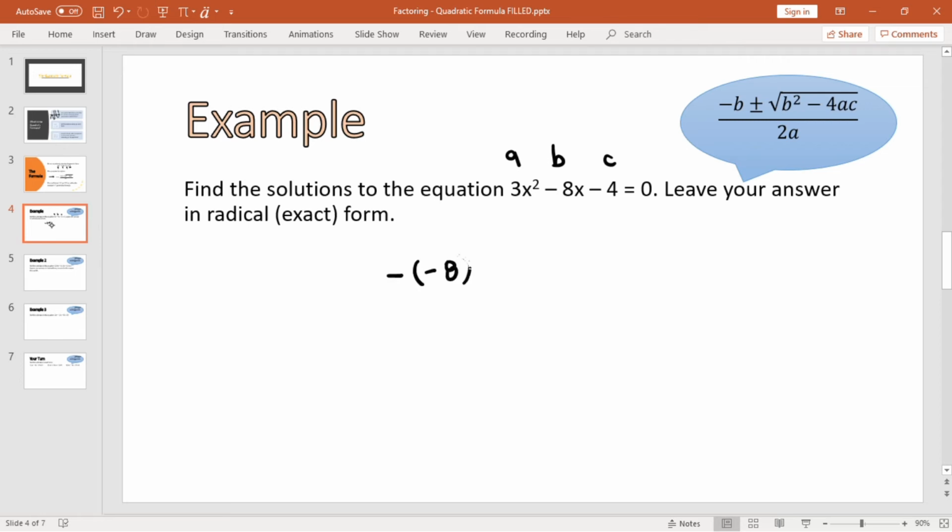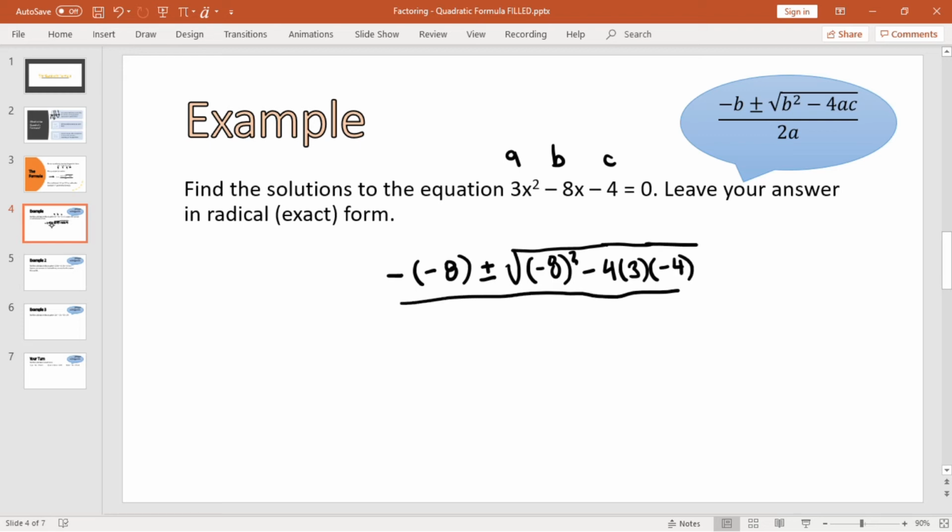It's going to end up being positive 8. I'm going to leave the plus or minus sign for now. And I'm noticing that I'm going to end up with a radical sign maybe. And always be super, super careful with your signs in this. So A is 3 and C is negative 4. And don't forget about the denominator, another common mistake. People just drop this.